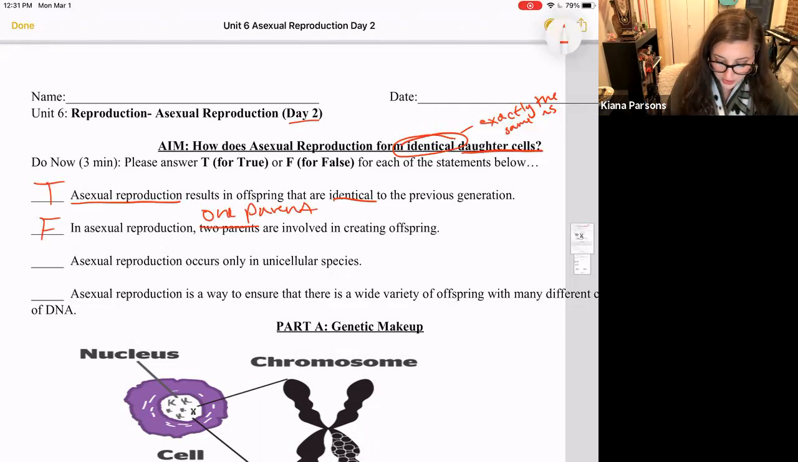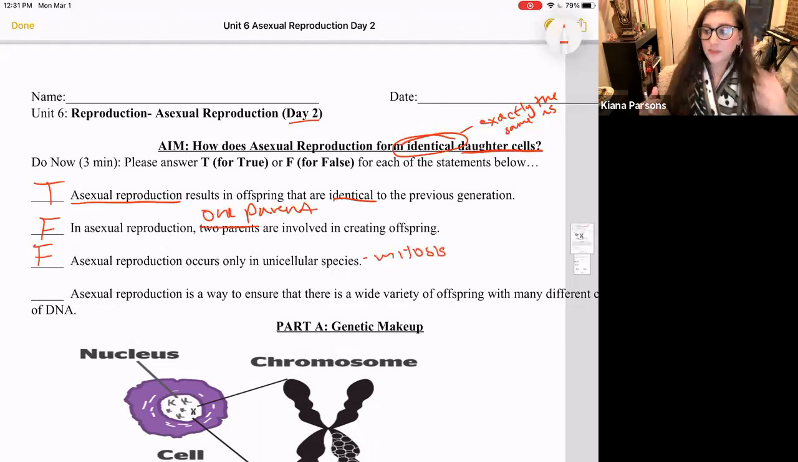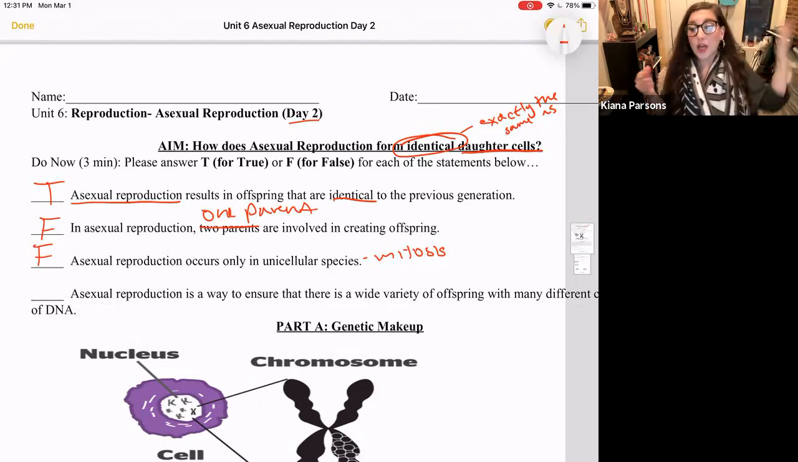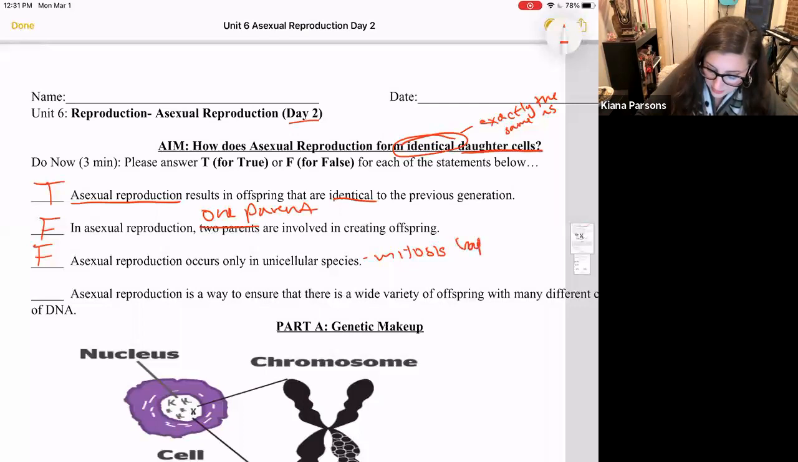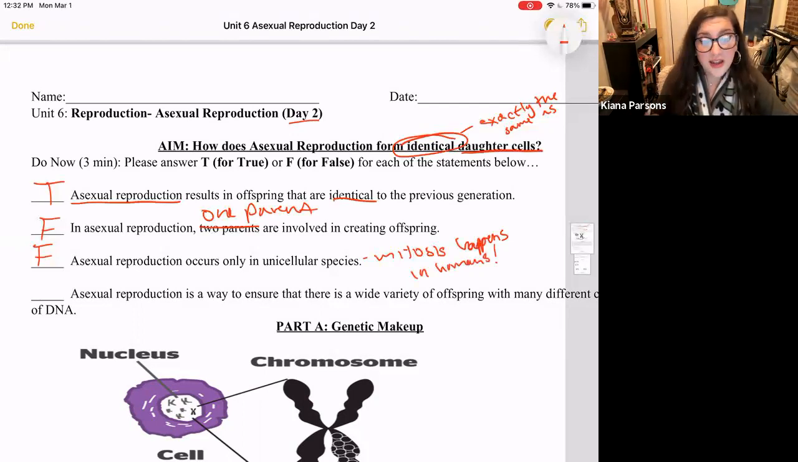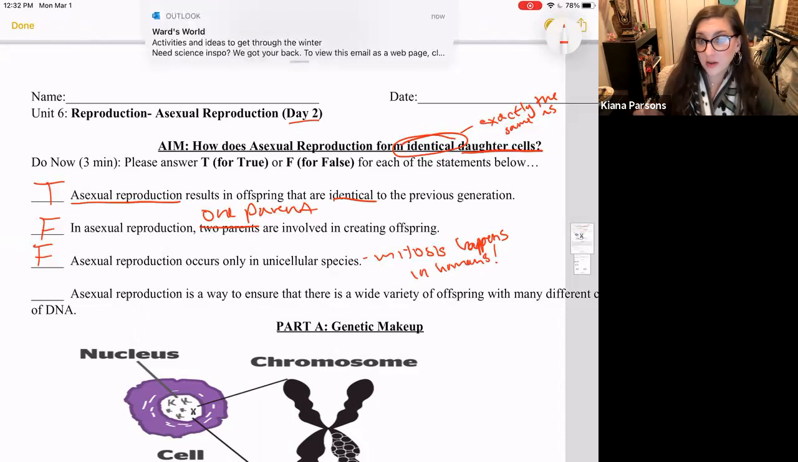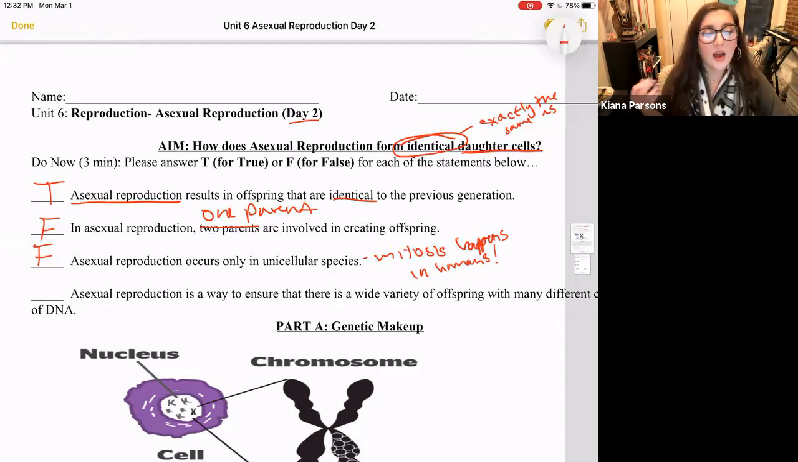Asexual reproduction occurs only in unicellular species. That is false. We know mitosis happens in humans. Mitosis happens in animals. It is cell reproduction inside of humans, and that's asexual reproduction. And obviously, we also saw yesterday that asexual reproduction can be used by plants to reproduce as well. And most plants are multicellular. So unicellular, meaning only one cell. And we know that it's not just unicellular species.